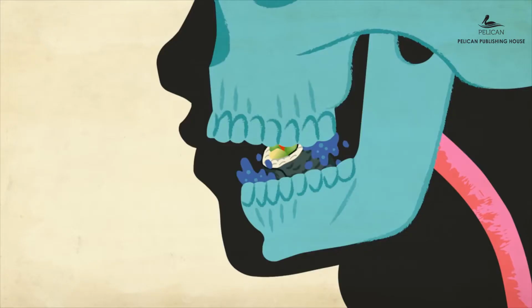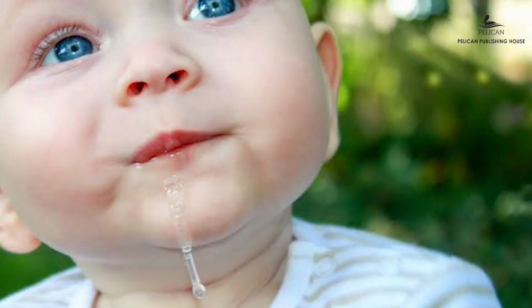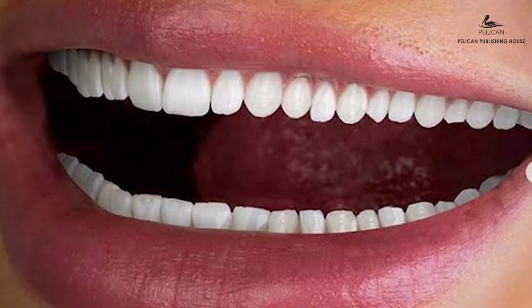Functions of the tongue. The tongue helps us to chew the food. It helps us to swallow the food, drinks, and saliva. It helps us in tasting the food we eat. The tongue helps us to speak. It forms words with the help of teeth, lips, and the roof of the mouth.